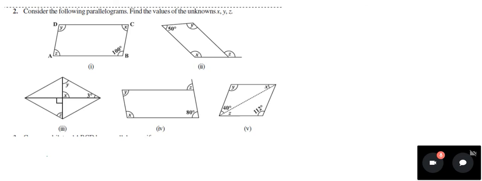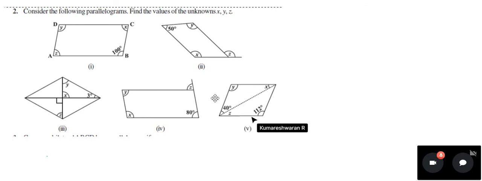Fifth one. It says x. Y equals 112, because of opposite angles. Adjacent angles form 180 degrees. So 40 plus z plus 112 equals 180 degrees.